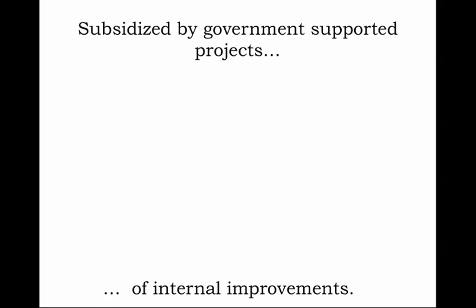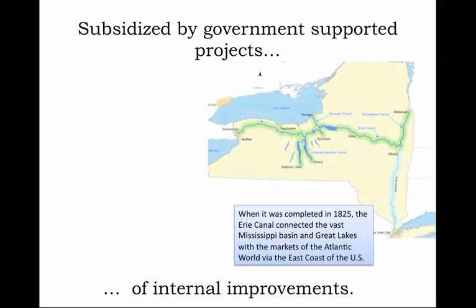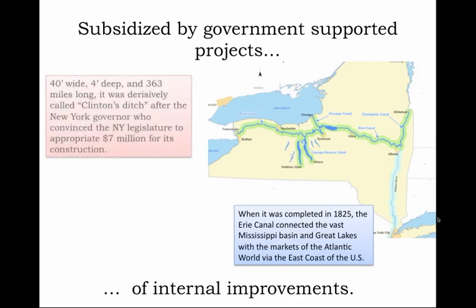Subsidized by the U.S. government, these projects of internal improvements involved the building of canals, the dredging of harbors and rivers, the building of roads, etc. Probably most famously was the Erie Canal, completed in 1825, an extraordinary undertaking, really a modern marvel for the time. The Erie Canal connected the vast Mississippi Basin and Great Lakes region with the markets of the Atlantic world available on the eastern coast. And so you see here how in New York, the Erie Canal connecting Lake Erie by means of a canal with the Hudson River, which of course flowed into New York Harbor and thus the larger Atlantic world.